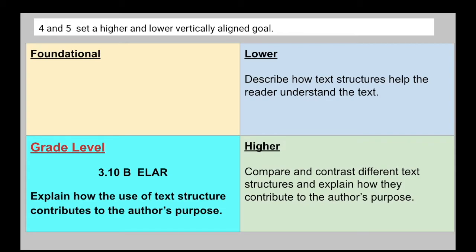In a lower level, I have determined that students will describe how text structures help the reader understand the text. I may have students who reach that grade level standard, and I want them to go a little further. I have created a higher goal. Compare and contrast different text structures and explain how they contribute to the author's purpose.